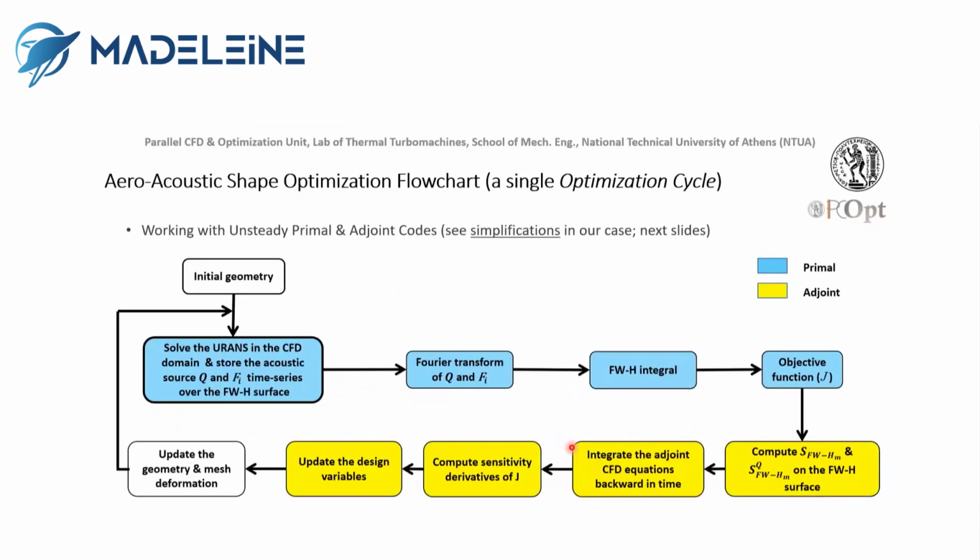The acoustic shape optimization flowchart is summarized herein. The first row describes the primal solver and the second one the adjoint solver. Once the Ffowcs Williams-Hawkings integral and the objective function are computed, we proceed with the computation of the source term, the solution of the adjoint equation backward in time, and the computation of the sensitivity derivatives. Then we can update the design variables using any descent method, and of course update the shape and the computational mesh.